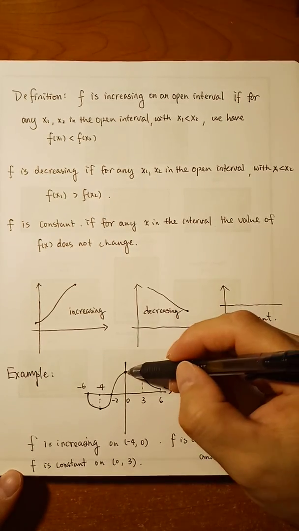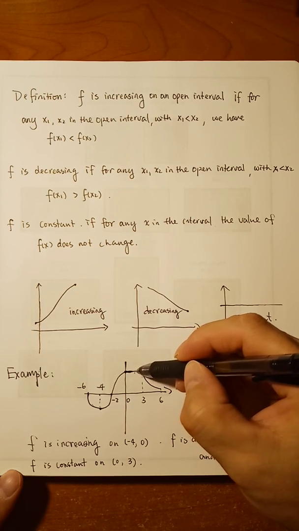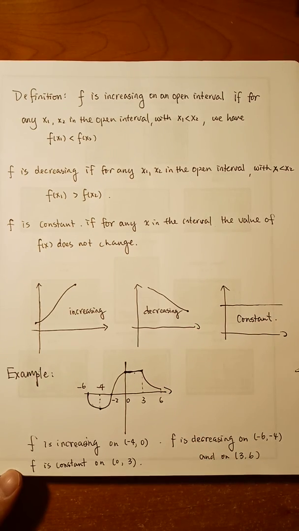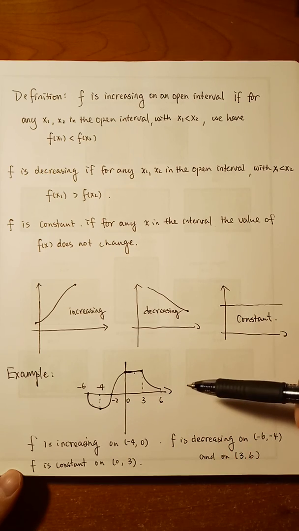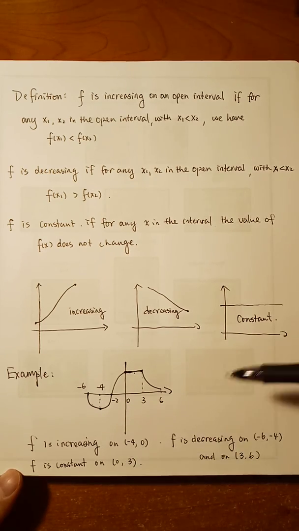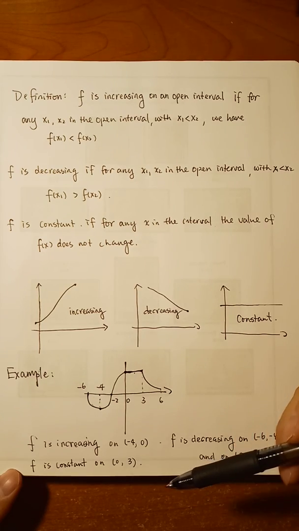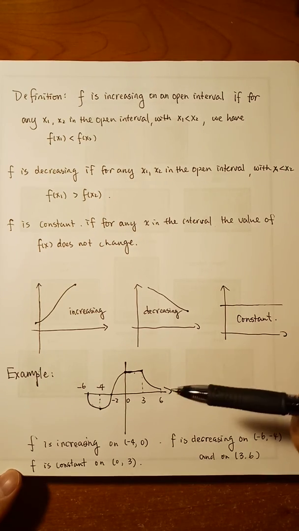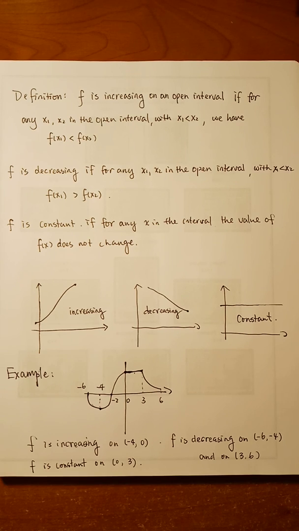Okay, so it's horizontal. When the graph is horizontal, the function is a constant. So on different domains, the function may have different properties. It could be increasing or decreasing or constant over specific domains.